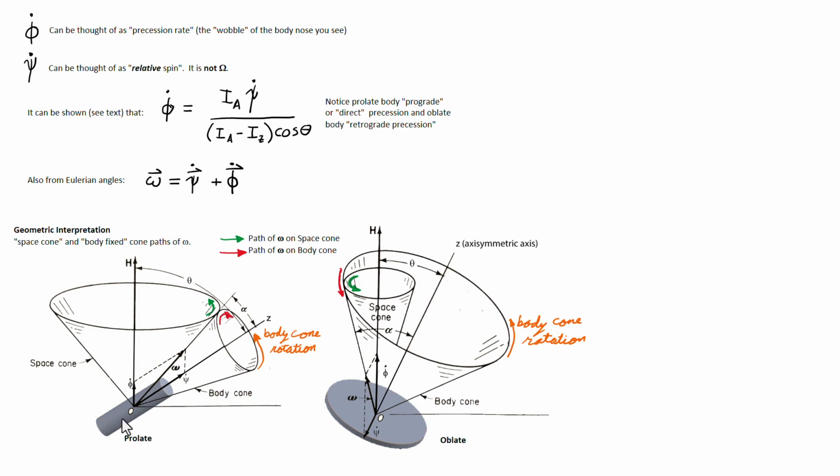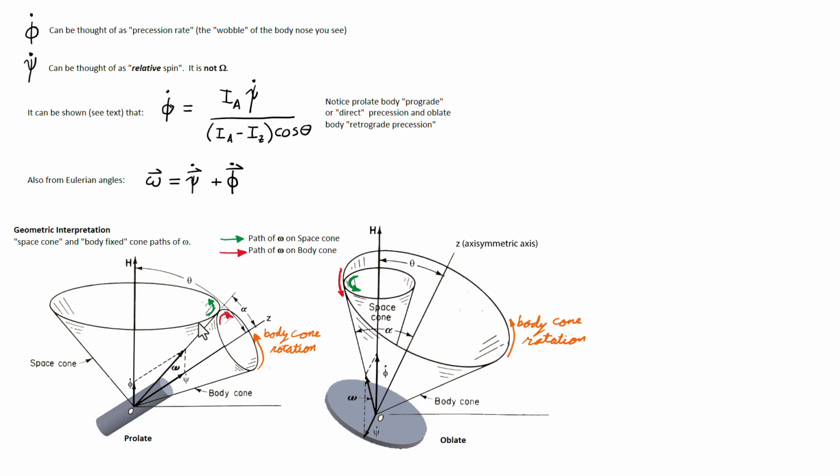Here's our prolate body here. It's got some omega vector. It's not spinning perfectly around its z-axis. It's wobbling. There's no external moment acting on this body, so h, the angular momentum vector, is fixed in space. So the cone that the omega vector sweeps out is also fixed in space. Now there's another cone that's fixed to the body that the omega vector will sweep out as the body rotates. And you can think of this motion as the body cone rotating around the space cone without slipping.